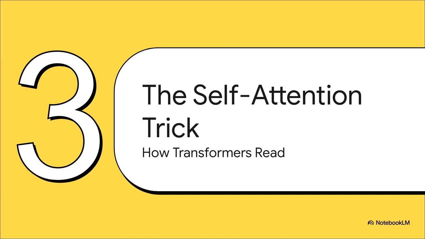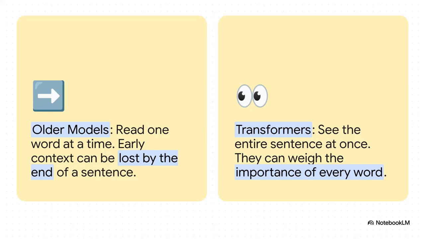Okay, so now we get it, right? Stacking simple layers on top of each other can build up this really complex understanding. So let's take that idea and bring it back to language and look at the one specific trick that makes transformers so ridiculously powerful. So before transformers came along, AI models read text kind of like a person does, one word at a time, in order. The problem with that is, by the time the model got to the end of a really long sentence, it might have kind of forgotten the context from the beginning. Transformers completely changed the game. Instead of reading one word at a time, they see the entire sentence all at once.